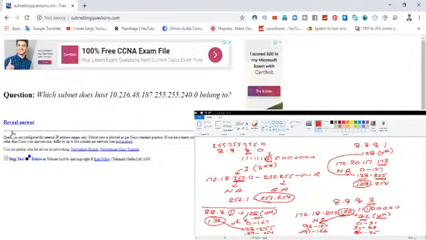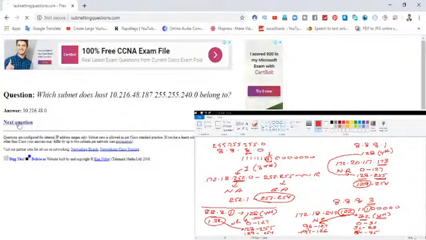Next question, anyone who can give me the answer of this question? Which subnet does this host belong to? The answer would be 10.216.48.0. 48.0 is the answer, right?